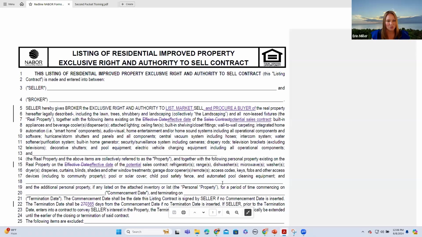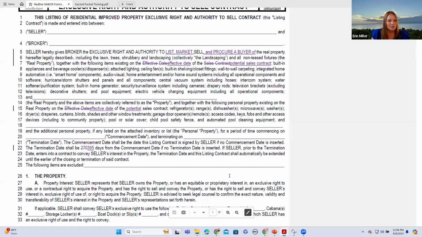So I'm going to scroll down to line 22 because that is an important change. The default termination date under this listing agreement shall actually be 365 days if there is no termination date inserted. So look at line 20, we've got a commencement date of our listing agreement and then the termination date. You have an opportunity to insert your termination date. If you do not include a termination date, then the default termination date will be 365 days from the commencement date. So again, where there's a blank line, make sure you're reviewing and inputting the information, but we do have a default provision of 365 days if you forget to put a termination date.